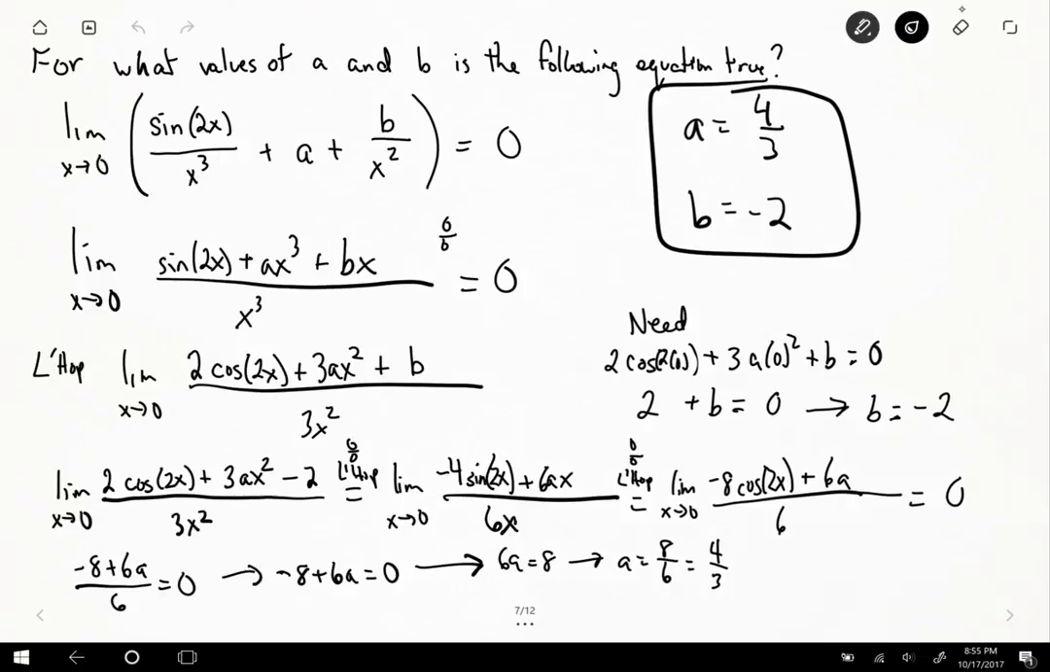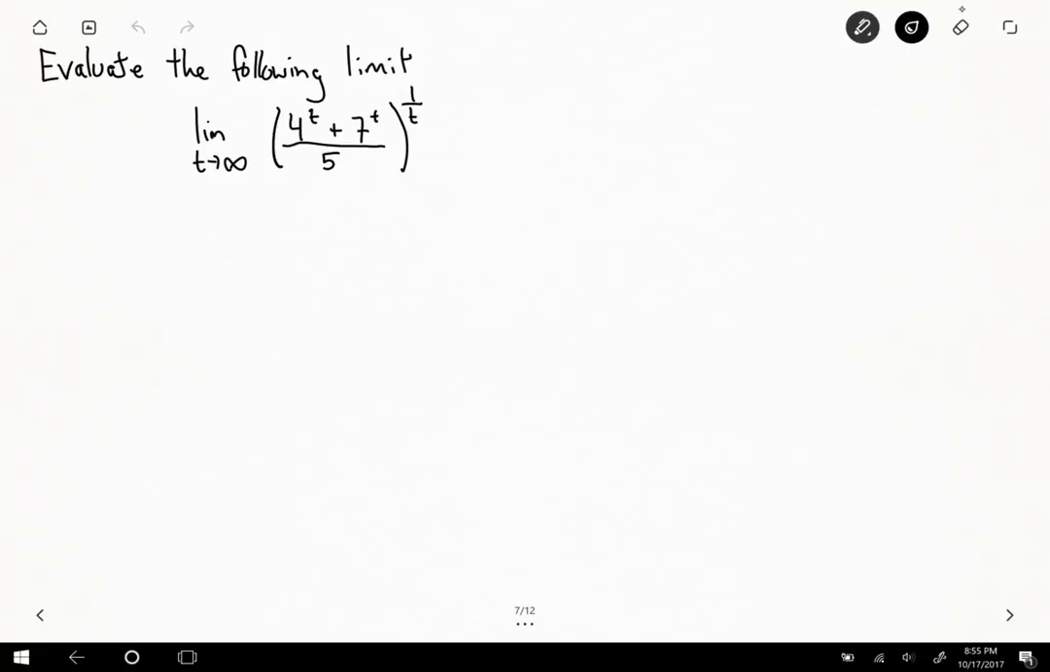Alright, let's move forward and try another L'Hopital's rule problem. Okay, so this one, how do we actually solve this? Well, there's a couple different ways. Notice that when we plug in infinity, you get infinity here, and then you get 0 up top, infinity to 0. What the heck does that mean? Well, what it means is we need to do some work here.